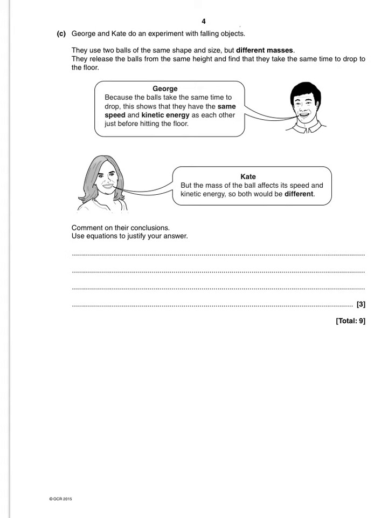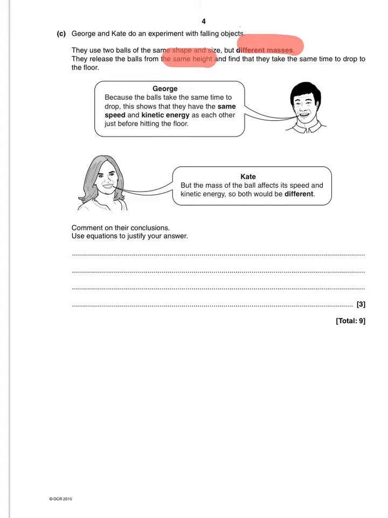Next one, George and Kate do an experiment with falling objects. They use two balls the same shape and size but different masses. Release the balls from the same height. Okay, so we've got different masses and we've got the same height, and find that they take the same time to drop to the floor.